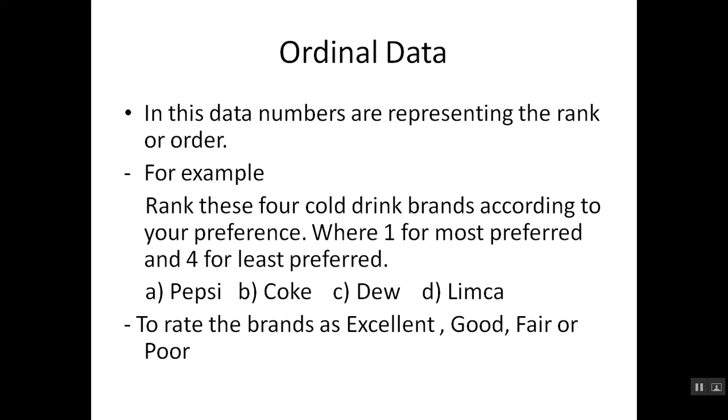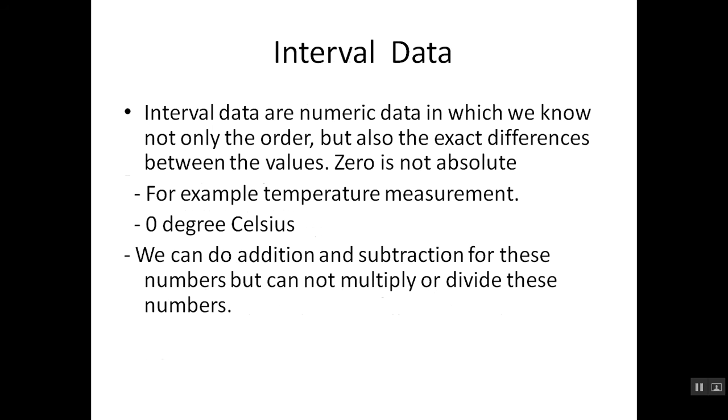Right. Now, the third type of data, which we call interval data. Interval data are numeric data in which we know not only the order but also the exact difference between the values.